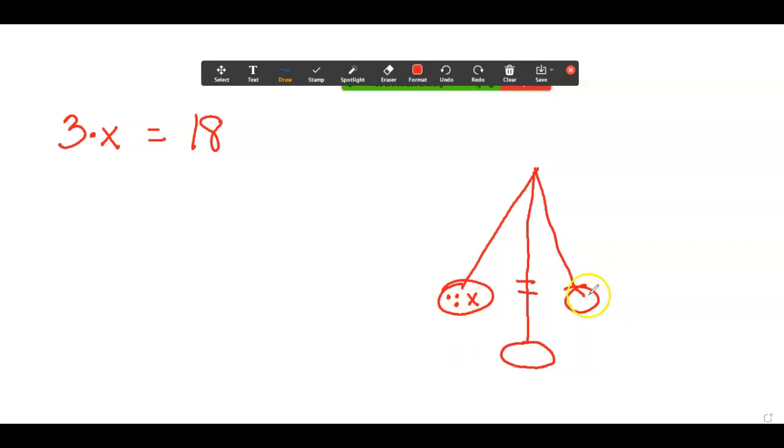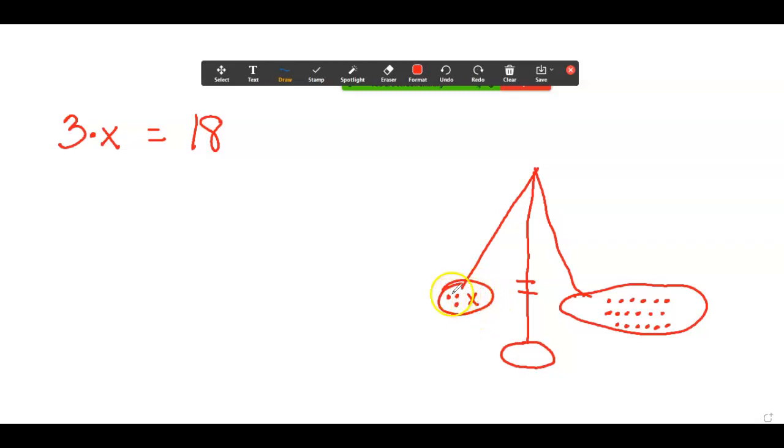On this side, that's not very big. Let me make it a little bigger, just so that you can all fit. 1, 2, 3, 4, 5, 6, 7, 8, 9, 10, 11, 12, 13, 14, 15, 16, 17, 18. Okay, right now they're equal. All right, 3x equals 18. That's balanced. What I want is I want this x by itself.